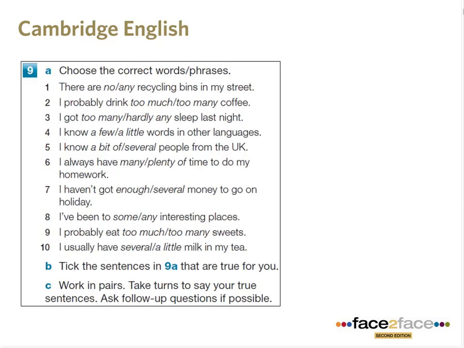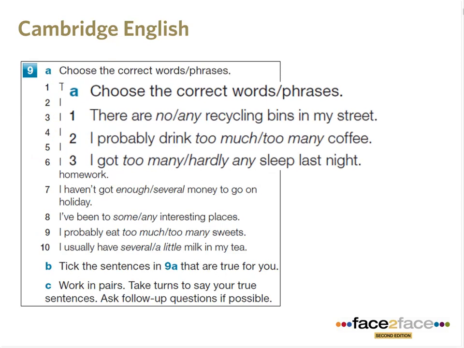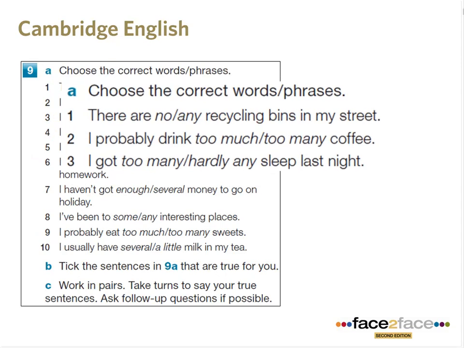And a final example, here's a fairly standard choose the correct words exercise for this quantifier language: too much, too many, hardly any, not enough, etc. So students choose the correct words here. So for example, there are no recycling bins in my street. I probably drink too much coffee. I got hardly any sleep last night, etc. So they do the usual exercise.